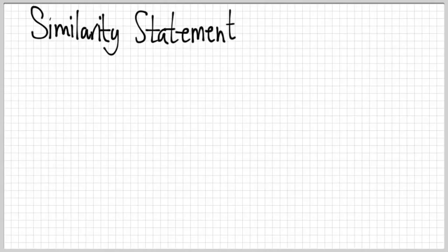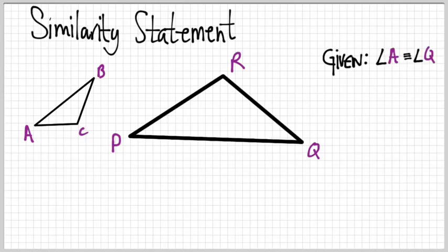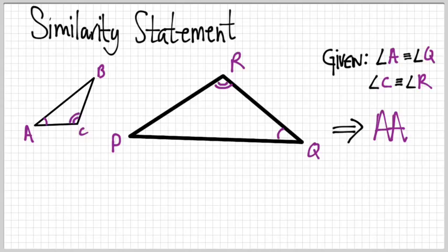Then we need to be able to write a similarity statement, much like a congruence statement. So if we have two triangles labeled by their angles, and we know that angle A is congruent to angle Q, so we can mark those ones congruent, and we also know angle C is congruent to angle R, and we mark those congruent, so those pairs of angles have the same measures. Okay, then we have angle-angle similarity. We know the triangles are similar. And then we can write a statement.